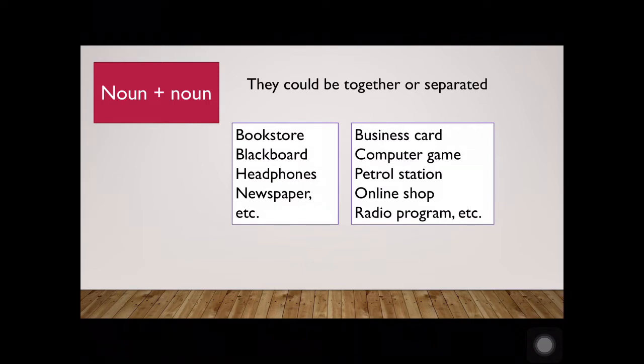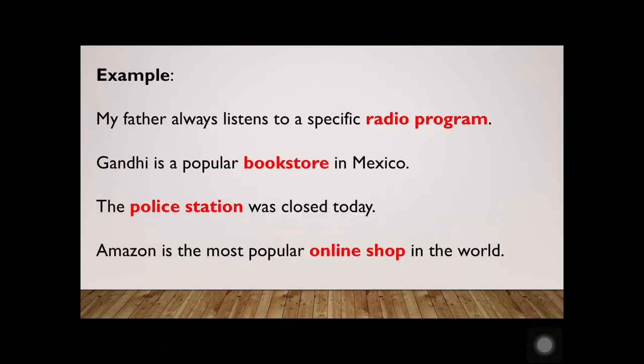Okay? Some of the examples that I can show you about these collocations are this one. My father always listens to a specific radio program. Imagine that you don't include the word program. My father always listens to a specific radio. Okay, what kind of radio? An old one, a new one, on the phone, on a computer. What kind of radio? You need the word program to have a collocation, radio program.